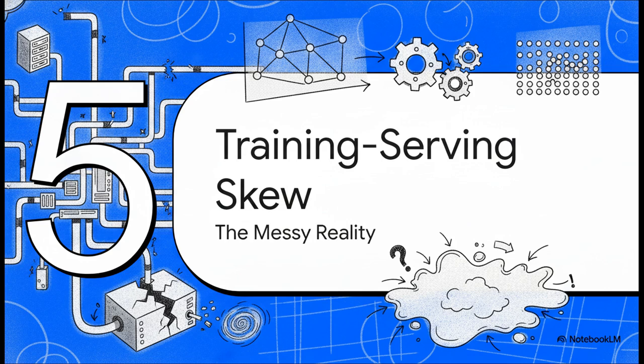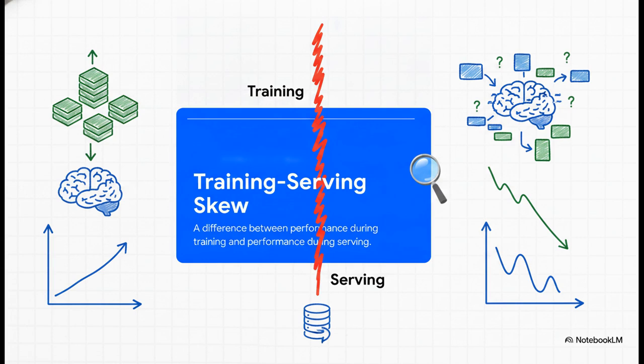As your features start getting more complex, you are inevitably going to run headfirst into one of the most notorious pitfalls in all of machine learning. It's called training serving skew. This is basically when your model performs beautifully in your offline training environment, but then just completely degrades when it's live in front of real users.